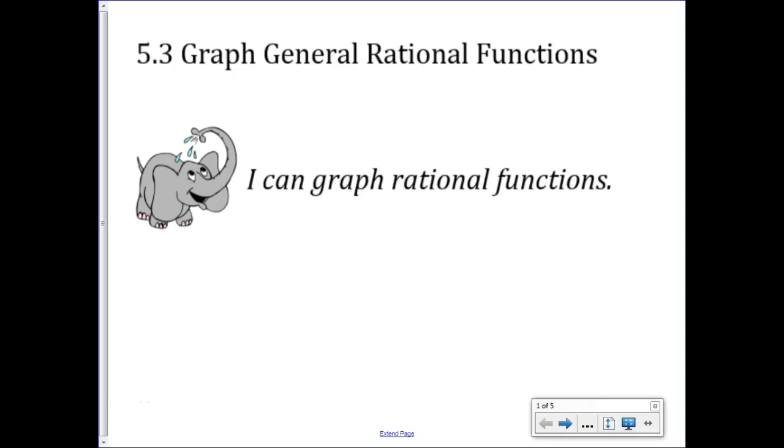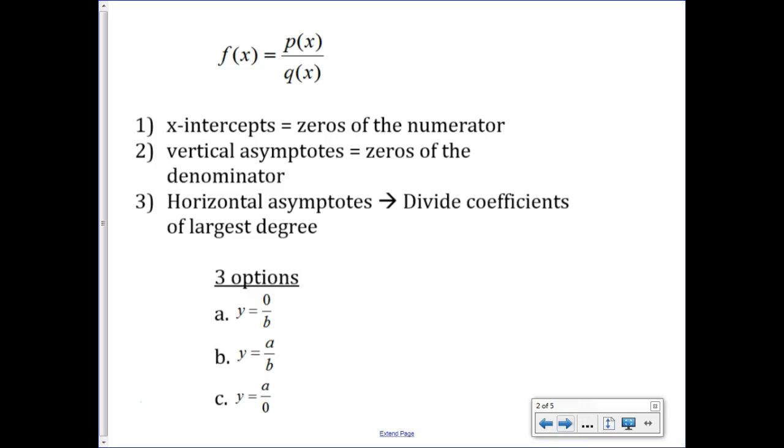Okay, so today we are looking at graphing general rational functions. These are a little more complex than the ones that we did before where everything was linear. So we have f of x equals p of x over q of x, and we can have any polynomial in the numerator or the denominator. So it could be a cubic, a quartic, any of those things.